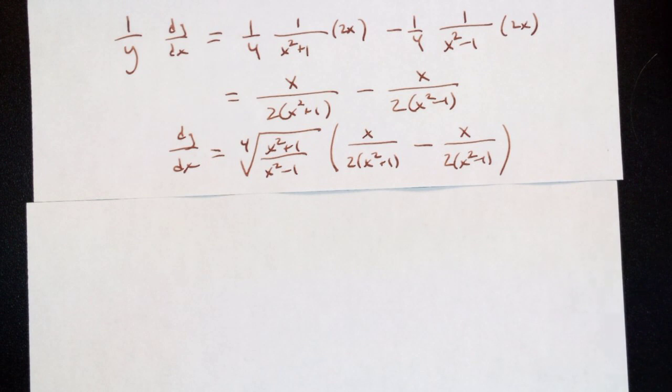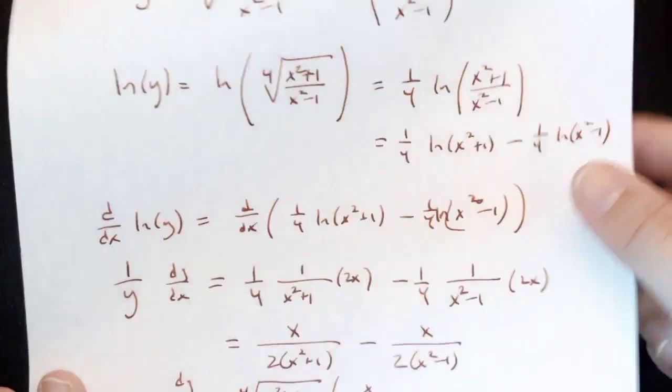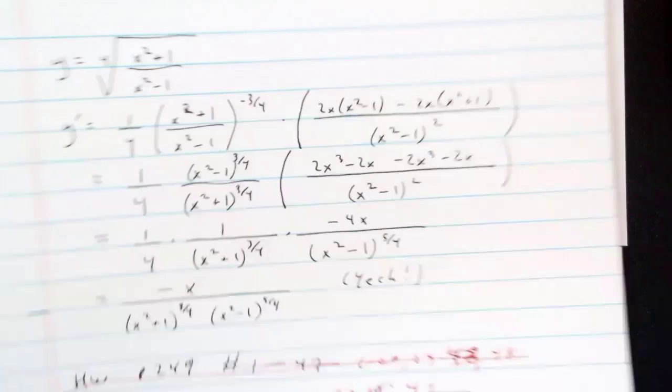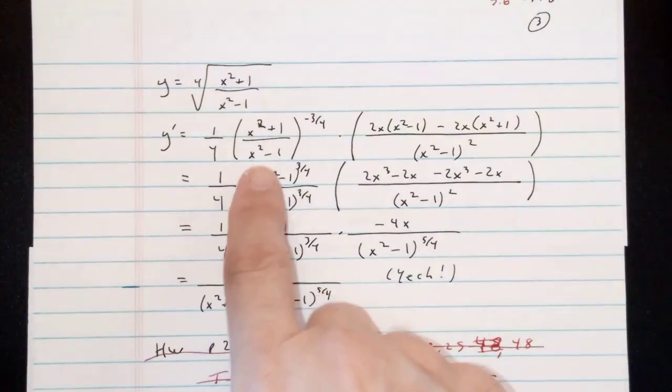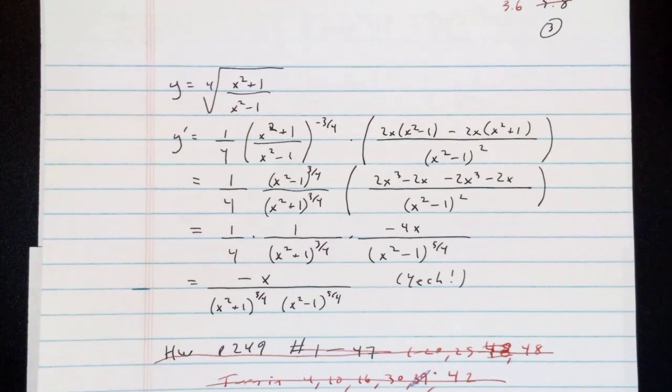Questions? If you did this problem the chain rule way, you would get the exact same answer. It's just uglier. 1/4 junk to the -3/4 and all the quotient rule, and then you got to keep going. No, I don't like doing this.